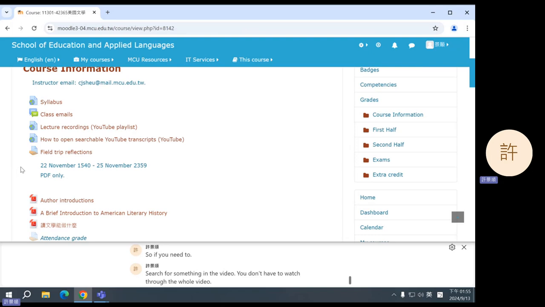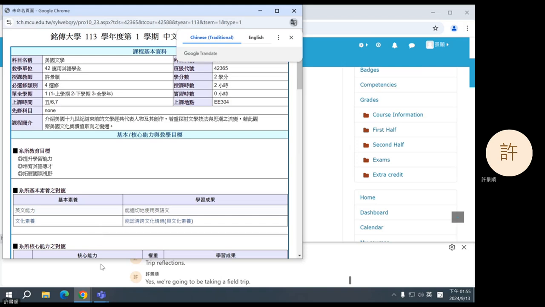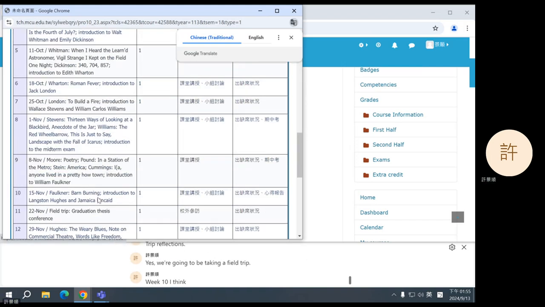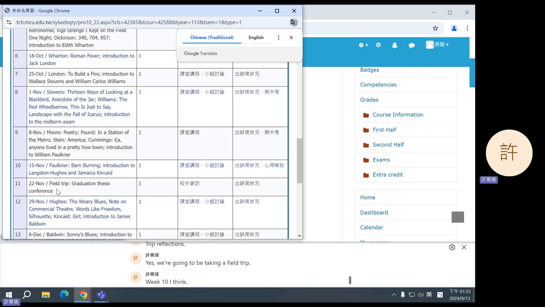Field trip reflections. Yes, we're going to be taking a field trip, week 10, I think. Week 11, November 22, field trip. And you're all going to go to the graduation thesis conference, 毕业专题发表大会. This year, the conference will be here in Tallren campus. So it's technically not a field trip. You're not going out into the field. You're just going to a different classroom.